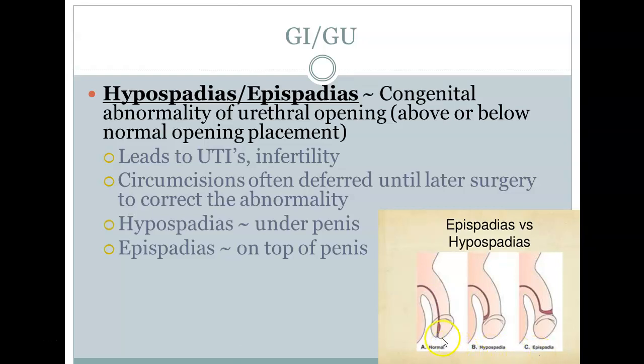So this is a normal urethral meatus here at the tip. A hypospadias would be where the opening is underneath, and an epispadias is when the urethral opening is on top. This can lead to urinary tract infections and infertility down the road. Circumcisions are often delayed or deferred until later because they will oftentimes use the foreskin that they would normally remove and discard with a circumcision to help correct this abnormality.